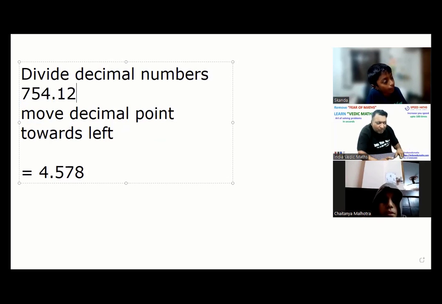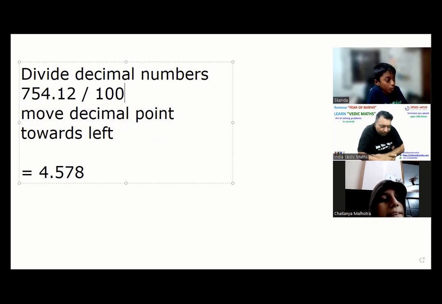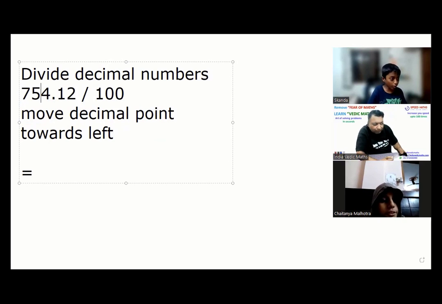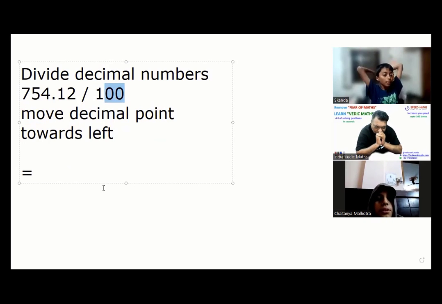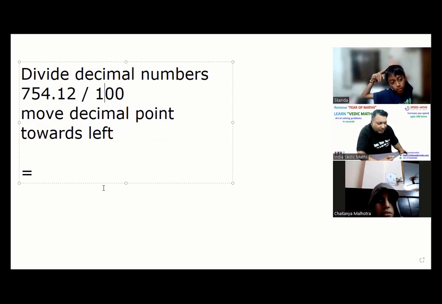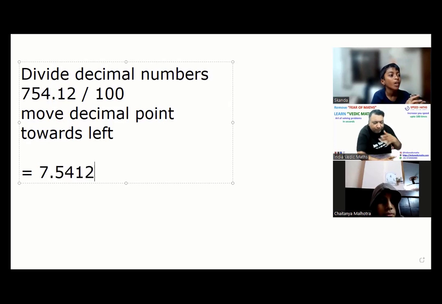So we have to move towards the left. The rule is the same. So tell me now, guys, the question is 754.12 divided by 100. How will it happen, Divyam? How many places will you move, towards left or right? Left. So this decimal point is here, it goes 2 places left. Before 4 and then before 5. Correct? So the answer will be this or not? Right, Divyam? 2 places. Is everyone good here?